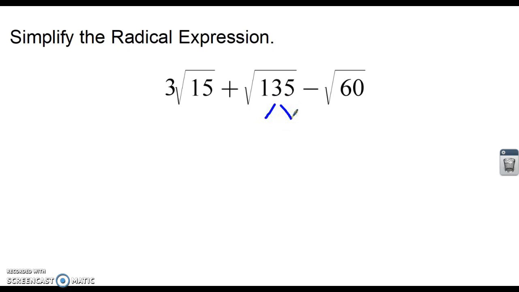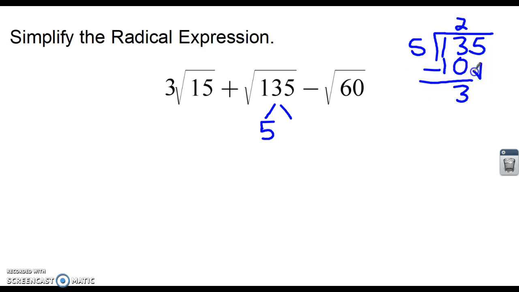How about 135? Well, if it ends in a 5, 5 probably goes in there, but you might not know how many times. And since you don't have a calculator, you have to figure it out by hand. This is going to be a pretty easy division, though. Goes in there twice. It's 10. 3 left over. Another 5. 7. 5 times 27.